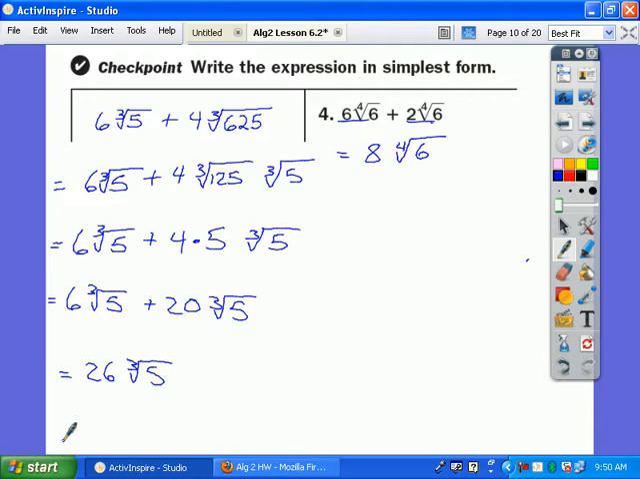Again, if you were to use a calculator, it will evaluate this, but it will only give you a decimal value for the answer. It wouldn't give you what we have here.